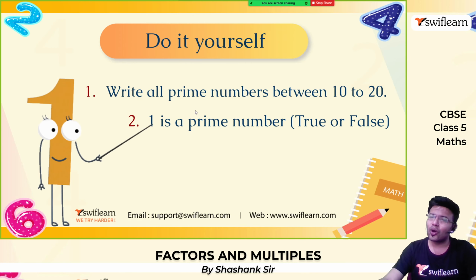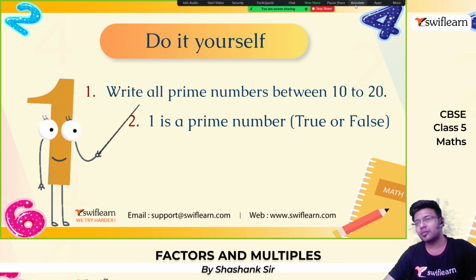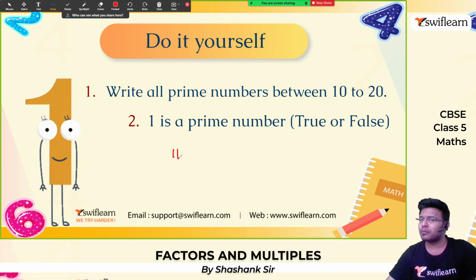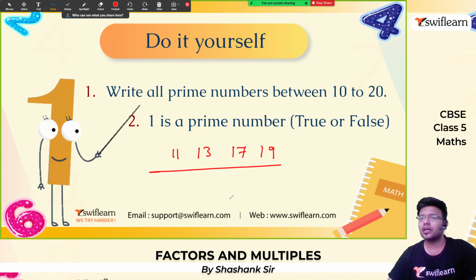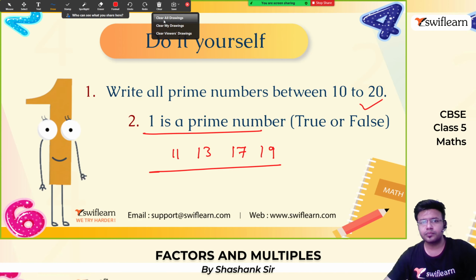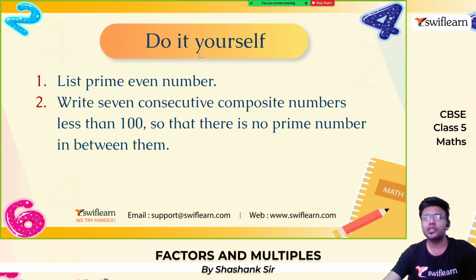Okay. So write all the prime numbers between 10 to 20. We had said till 100, but they are asking 10 to 20. So 11 is a prime number. 12 is an even number. 13. Okay. 14, 15, 16, 17 and 19. These are all the prime numbers between them. 1 is a prime number: false, because 1 is neither prime nor composite.